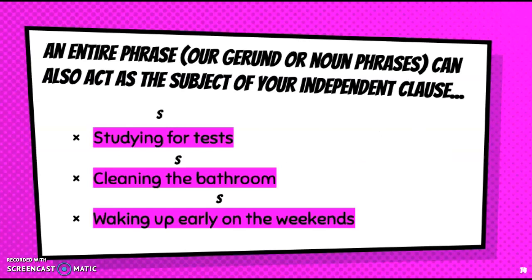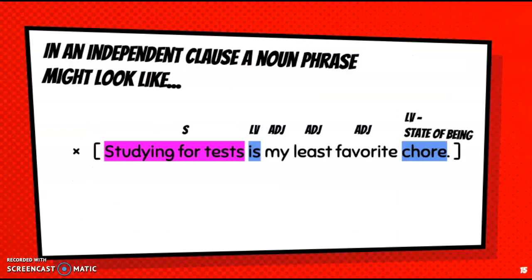Remember, too, that your subject does not always need to be one word. An entire phrase, your gerund or noun phrases, can also act as the subject of your independent clause. Studying for tests, cleaning the bathroom, waking up early on the weekends. All noun phrases, all a single subject. So in an IC, a noun phrase might look like, studying for tests is my least favorite chore. And still, from studying to chore, we have one independent clause, one simple sentence in brackets.